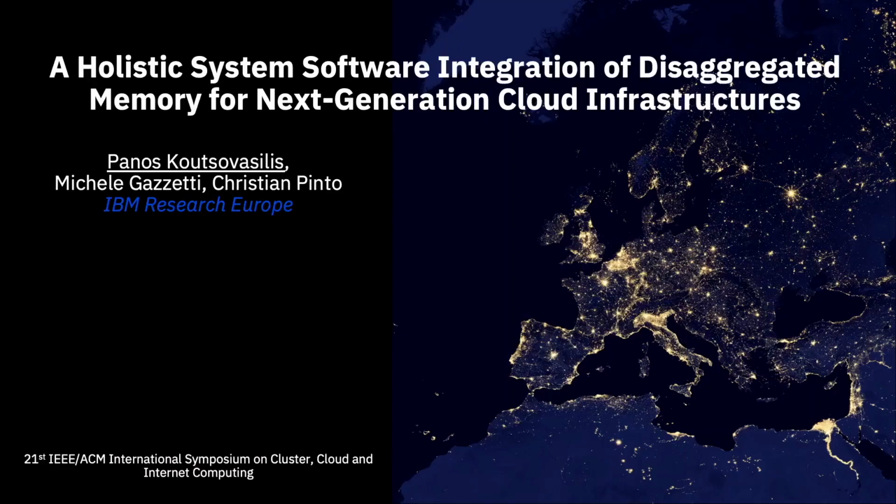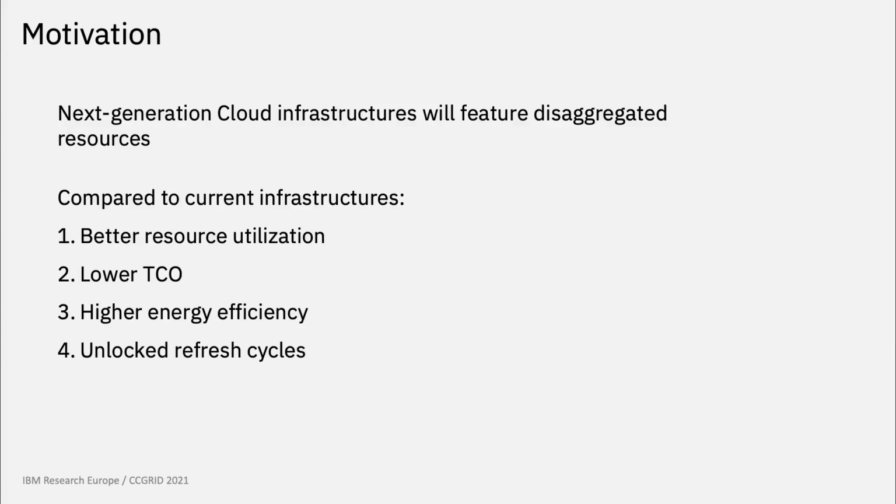I am from IBM Research Europe and I'm going to present to you our paper in CCGrid 2021 with the title A Holistic System Software Integration of Disaggregated Memory for Next Generation Cloud Infrastructures. We strongly believe that the next generation of cloud infrastructure will feature disaggregated resources. Some advantages of having disaggregated resources in the context of cloud infrastructures are that we achieve better resource utilization, lower total cost of ownership, higher energy efficiency, and we get unlocked hardware refresh cycles.